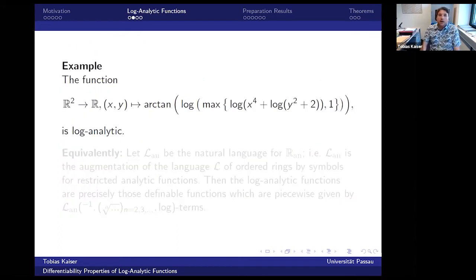Let's consider an example, this function here. There we have something algebraic, then we apply the logarithm, we add something algebraic, apply the logarithm, something algebraic, logarithm, and here we apply the arctangent, which is globally subanalytic. So this is a log-analytic function of order 3, where we have 3 times the logarithm.